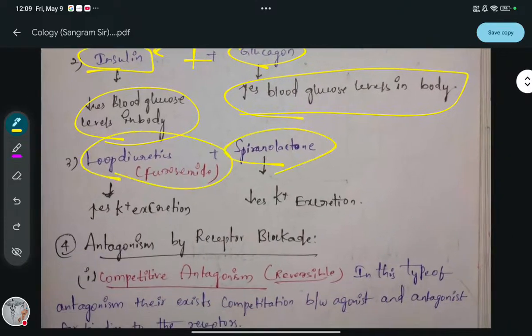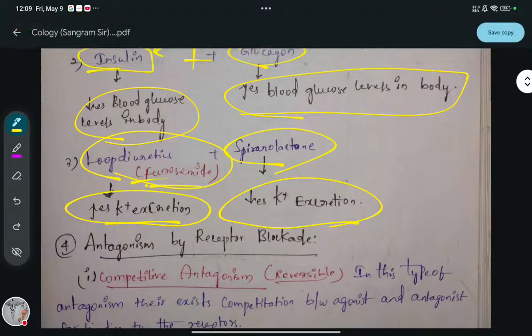Next, loop diuretics and spironolactone. So what does spironolactone do? It decreases the potassium excretion. Spironolactone decreases the potassium excretion, whereas loop diuretics increase the potassium excretion. What are the examples of loop diuretics? They are furosemide, bumetanide, ethacrynic acid. Okay, furosemide, bumetanide, ethacrynic acid are the examples of loop diuretics. So if you take loop diuretics along with the spironolactone, then what will happen?